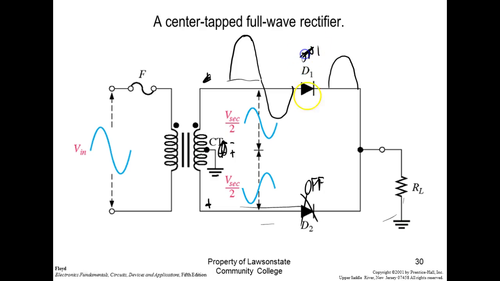So what would happen to this guy right here? It's going to turn off. Now let's trace the current flow. Let's do the first one and trace the electron flow.